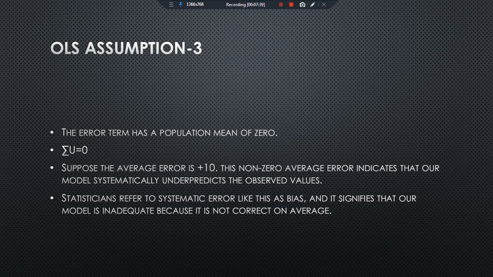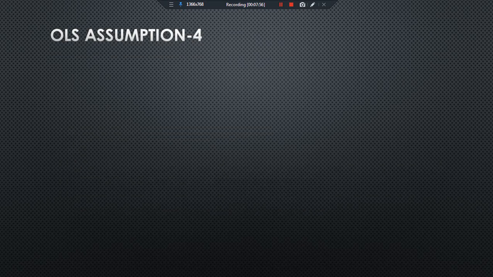But while talking about the solution for this assumption, you don't need to worry about it when you include the constant in your regression model, because the constant forces the mean of the residuals to equal 0.